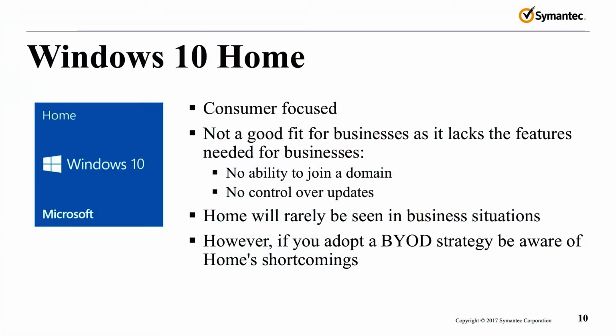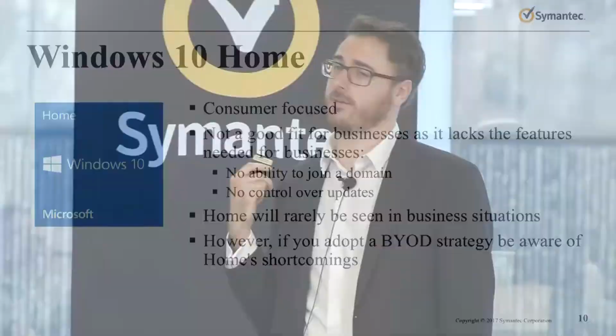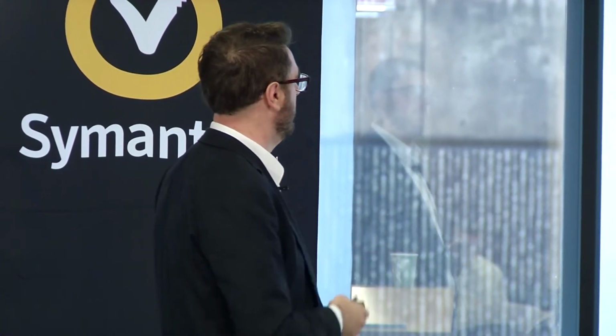So Windows 10 Home, as the name suggests, is usually a consumer-focused operating system. We don't tend to see it in a business setting. The only reason I wanted to pick it up is that if you have a BYOD strategy, you may find that this turns up in your organization. You should try and avoid that if possible because you can't join it to the domain, and it is on the most aggressive update branch as well. So I would be very careful when you do see Windows 10 Home as part of your organization.